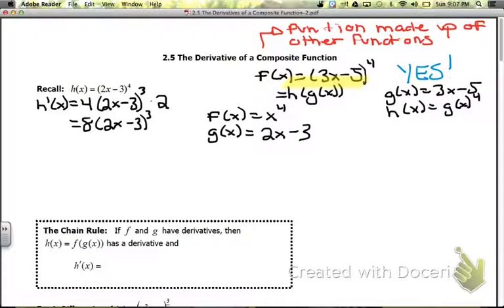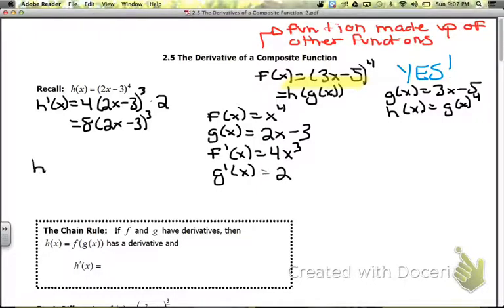Please note that our x to the power of 4 really is just saying our g of x to the power of 4. We're going to look at this in terms of u's and y's as we move on in this lesson, but just for the time being, we're going to use this method here. So let's take the derivative of each of these functions. Our f prime of x is going to be equal to 4x cubed. And our g prime of x is just going to be equal to 2.